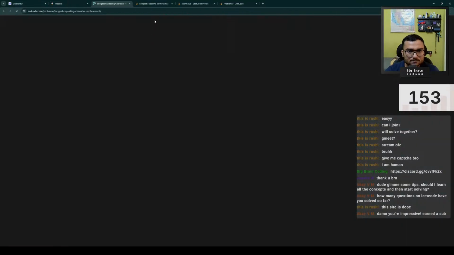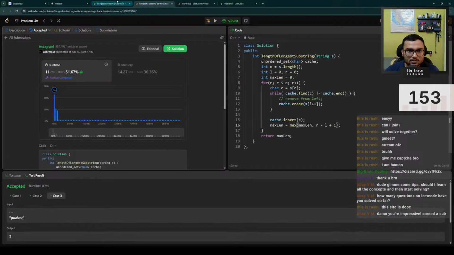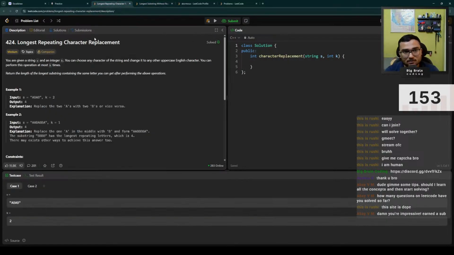Next one. So this is very similar to this question. Longest repeating character replacement. You are given a string s and an integer k. You can choose any character of the string and change it to any other uppercase English character. You can perform this operation at most k times. Return the length of the longest substring containing the same letter you can get after performing the above operations. What operations? So we have a b. Replace the two a's with two b's or vice versa.